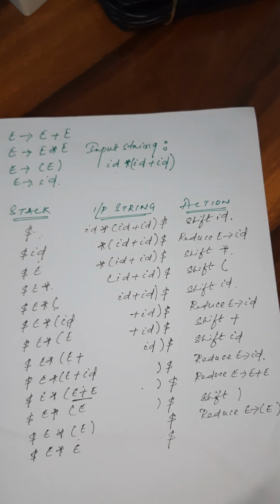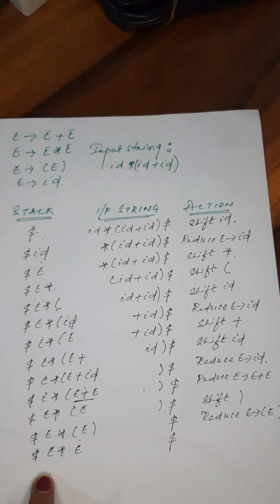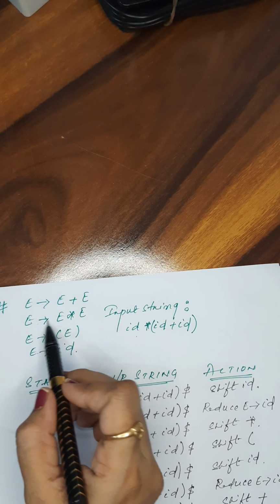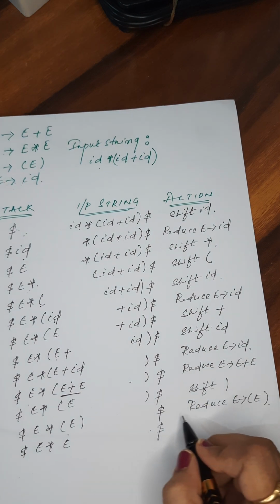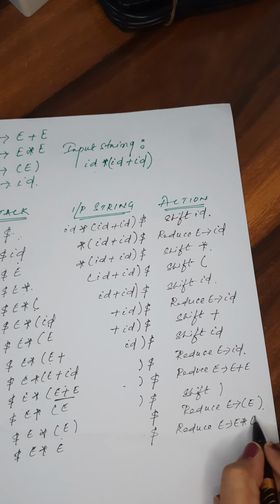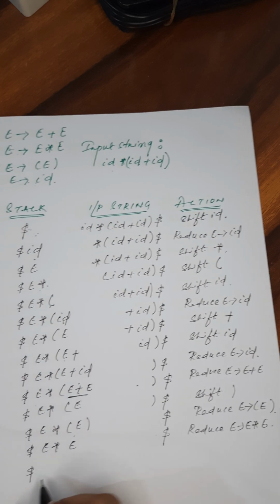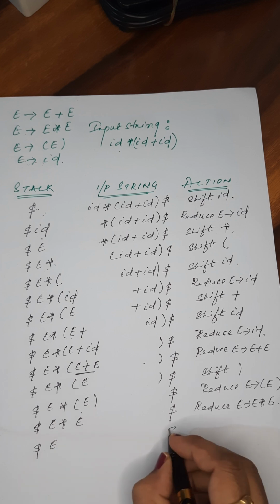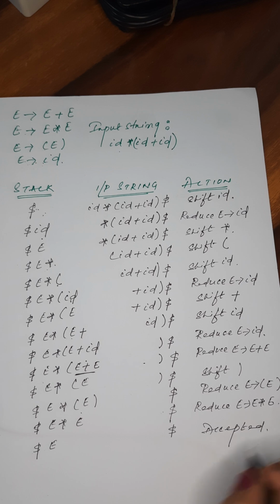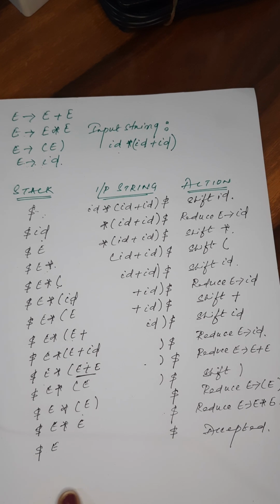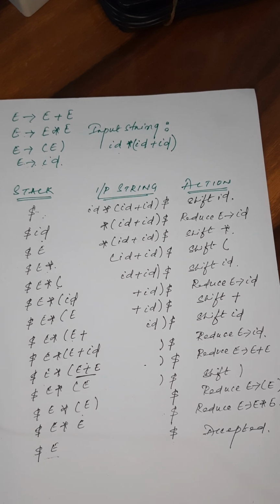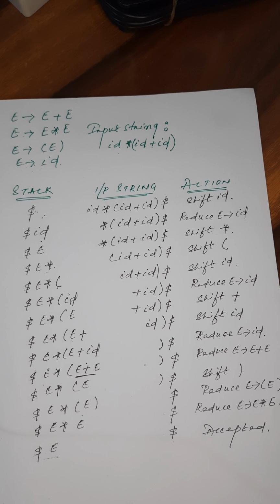Now, see, no more element of the string is there, only dollar. That means the string has been completely parsed. Now, if I get the starting symbol over here, then I can say the string is accepted. Okay. Now, again we have a production E tends to E star E. So, reduce it. Reduce E tends to E star E. So, what did I get? Dollar. Next step what will I get? Dollar and E. That means it is accepted. Okay, as we are able to reach the end marker, and the stack top here we are getting your starting symbol, so we can say that the string is accepted.